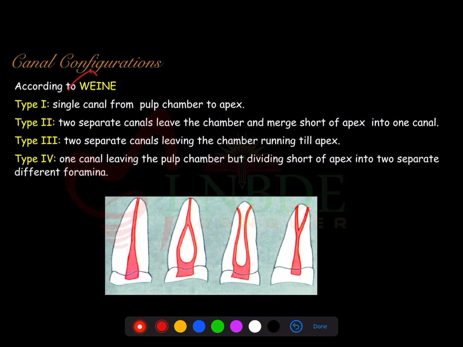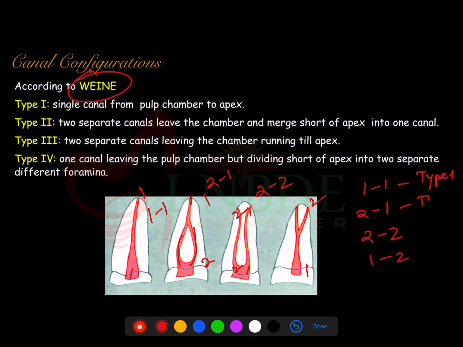According to Weine, there are 4 types of canals. The first one is 1-1, which means it starts as 1 and ends as 1. The second one is 2-1. It starts as 2 separate canals and ends as 1, so it is called 2-1. The third one is 2-2, starts at 1-2 and ends at 1-2. The fourth one starts at 1 and ends at 2. So it is 1-1, 2-1, 2-2, 1-2. That is type 1, type 2, type 3 and type 4.